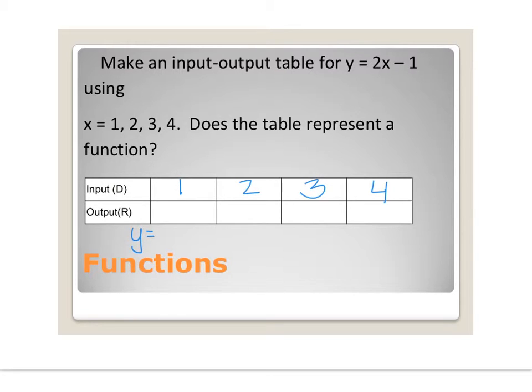So y equals 2 times 1 minus 1, and you end up with 1. Going on to the next one. y equals 2 times 2 minus 1, which is 3. y equals 2 times 3 minus 1, which is 5. y equals 2 times 4 minus 1, and you get 7.